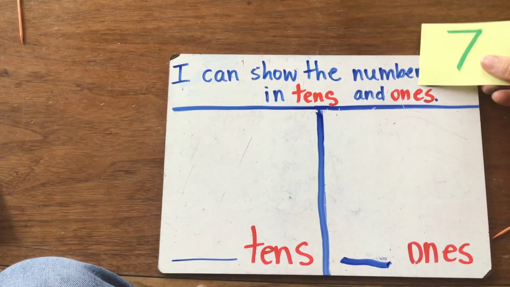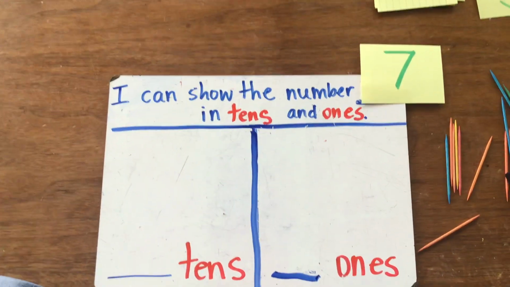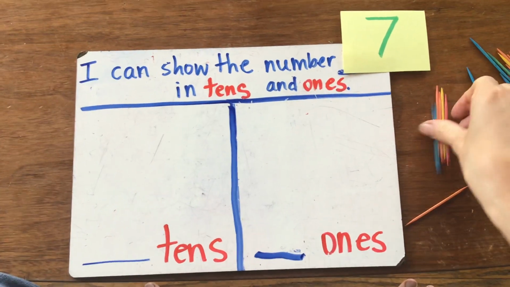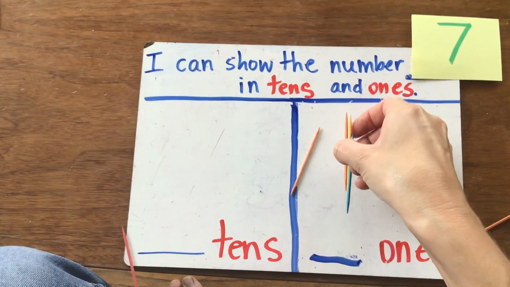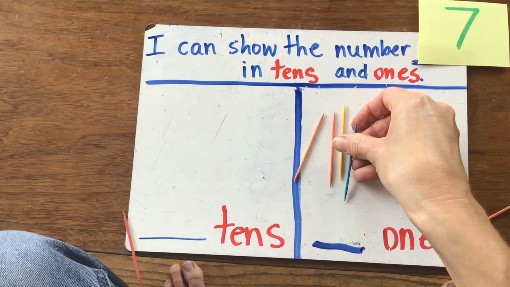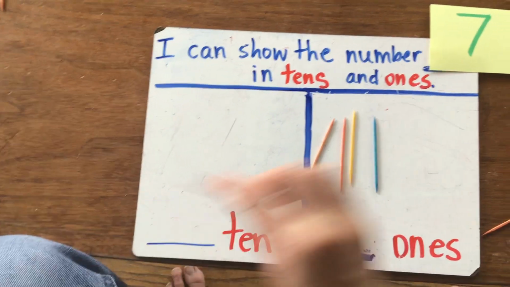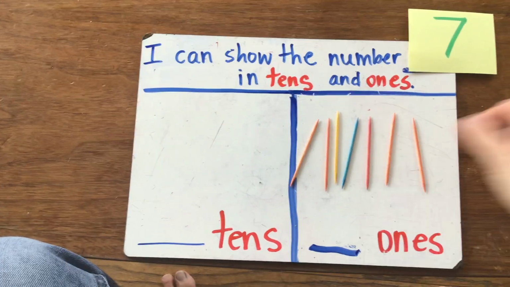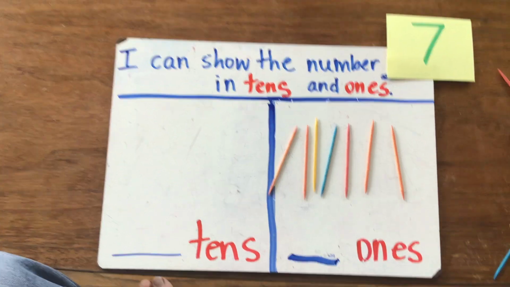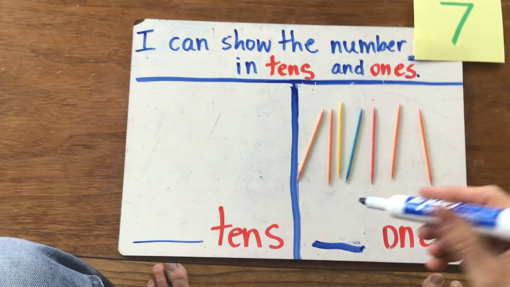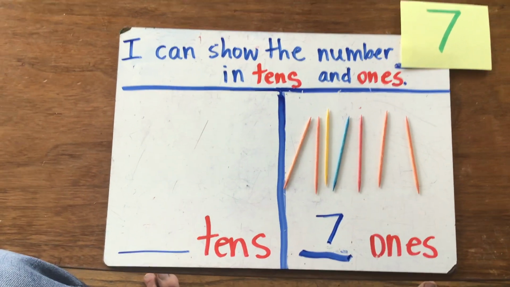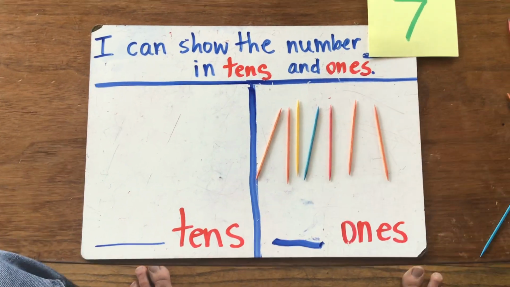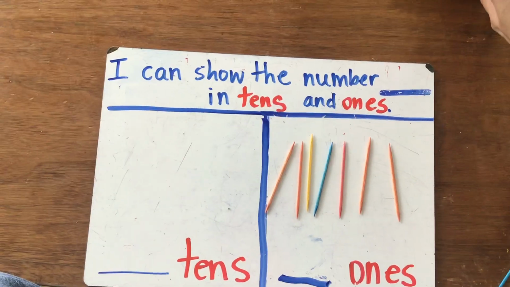Our next number we're going to make is this number. Ready? I can show the number 7 in tens and ones. All right, let's make 7. 1, 2, 3, 4. This little guy went flying. 5, 6, 7. Now look at what we have. How many ones? 7 ones. We have not made a group of 10 yet. Okay, let's leave the 7 on and count up to make the next number.